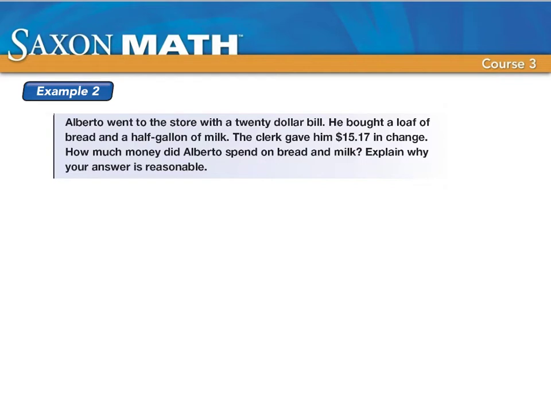Okay, well, let's talk about what we know for sure. What are we given? We circle that information. We know Alberto had $20 when he started. Okay, he went to the store with $20. Okay, we also know he bought a loaf of bread and a half gallon of milk. But since this is a problem about money, I want to know how much money he spent. I don't care what he bought. He could have bought gum or candy or something else. It doesn't matter. Okay, so that information isn't really important.